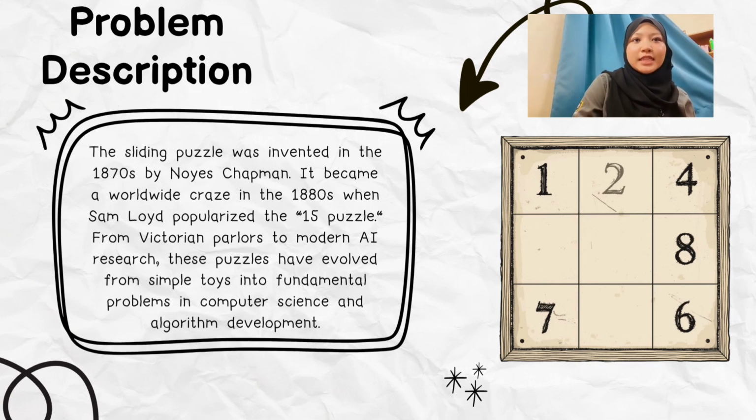In artificial intelligence, the 8 puzzle is often used to study search techniques because each move creates a new state, and the system must determine which path leads to the final solution. This makes the puzzle a good representation of real-world problem solving, where multiple choices exist, but only a certain sequence of actions will produce the desired result efficiently.